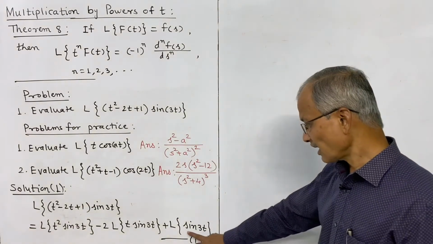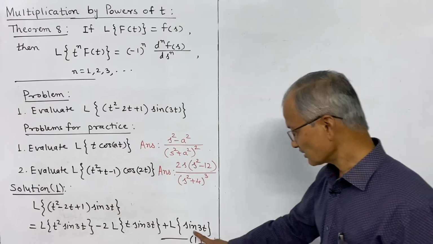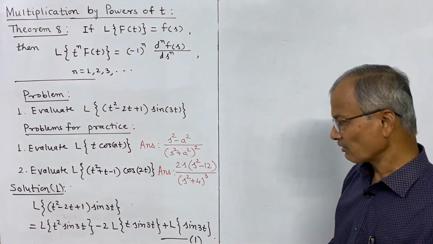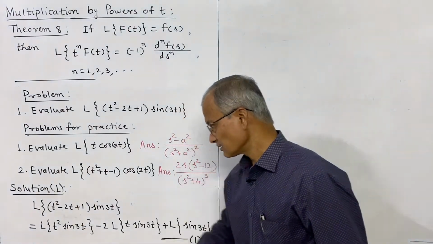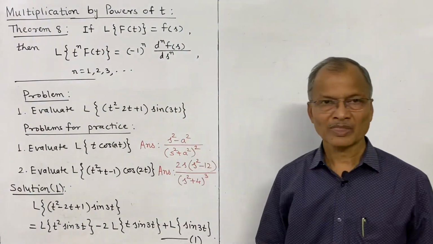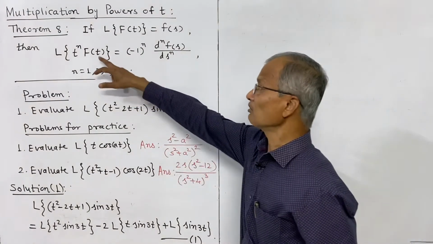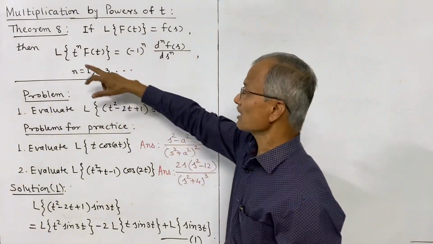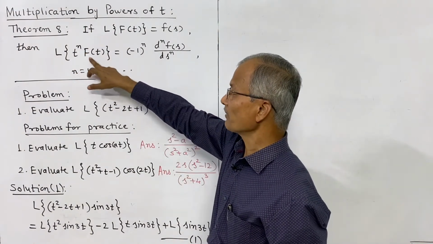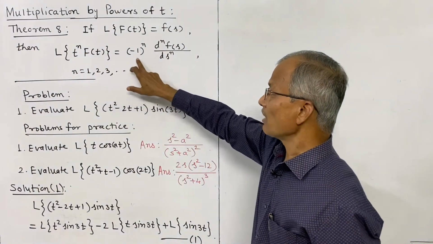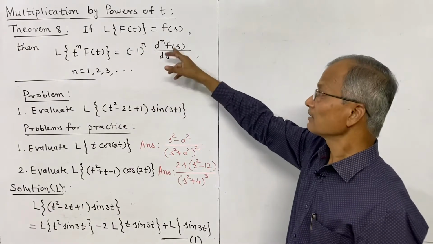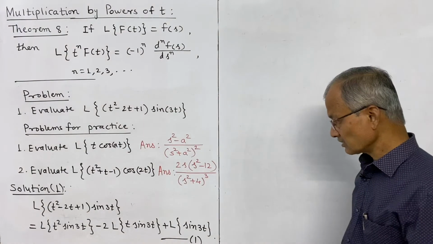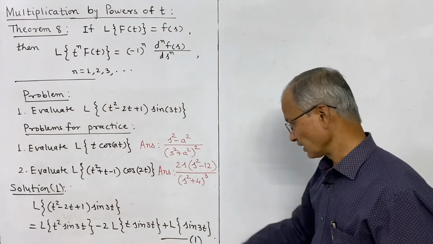So this is actually the function f of t, because it remains the same in each term, and it is multiplied by powers of t. Here it is multiplied by the second power of t, here by the first power of t, and we have to use this result, multiplication by powers of t. That means Laplace transform of t power n of f of t is equal to minus 1 to the power n and the nth derivative of F of s with respect to s. So that is to be used. So first we shall find out this one.